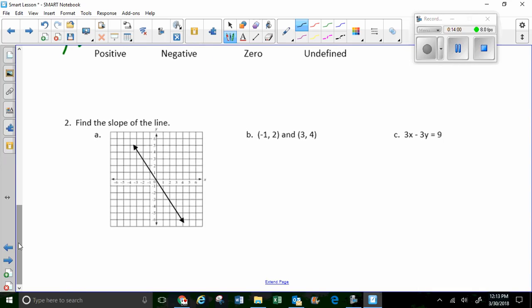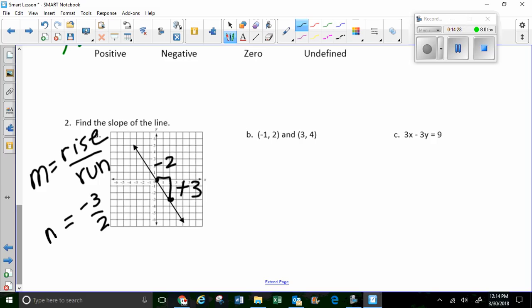Next, we're going to find slope from 3 different starting points. So first, we're going to find slope from a line. Remember that we use the equation for slope, rise over run, when we're looking at a line. So pick 2 points where you cross through an intersection. So I'm going to use this point and this point. And count your rise. I went down 3, and then I went right 2. So that gives me a -3 over 2 slope. And it should be a negative slope because little man's looking down. It's a negative line.